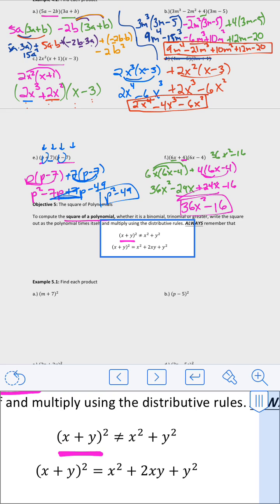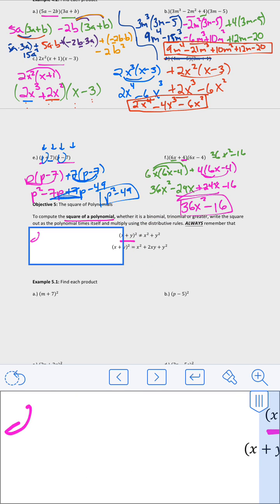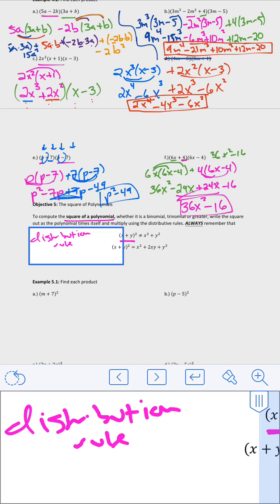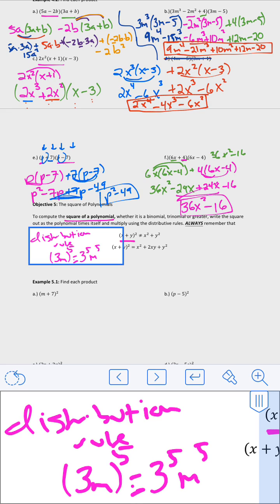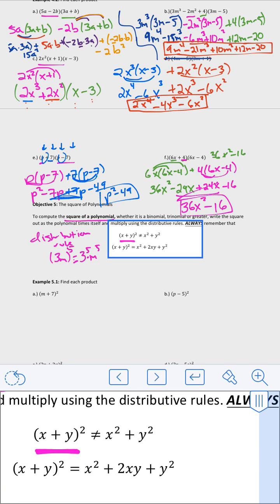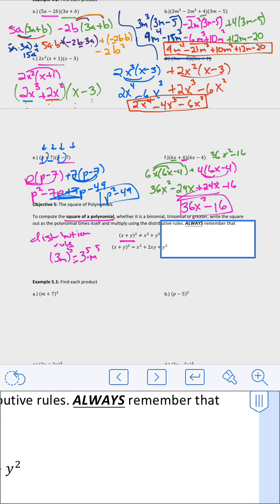What does not happen is distribution rule. So recall from last time, we have distribution rule. Very similar sounding to distribution property, but distribution rule said if you had something like 3m, all of it to the 5th, then you would have 3 to the 5th, m to the 5th. That is still very true. But notice what's sitting in between the 3 and the m. Multiplication. You can do it with multiplication, you can do it with division. You cannot use distribution rule on addition. Not on addition or subtraction.